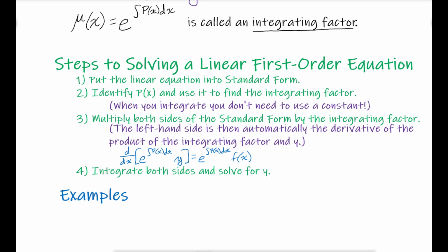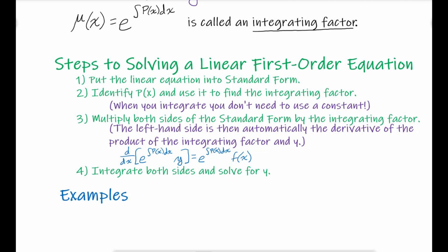All right. So once we've found our integrating factor, we're going to multiply both sides of the standard form of our linear first order differential equation by the integrating factor. When we do that, the left-hand side is automatically going to be set up to be the derivative of the product of the integrating factor and y. So that means that our differential equation is going to end up looking like the derivative of the quantity e to the integral of p of x dx times y.